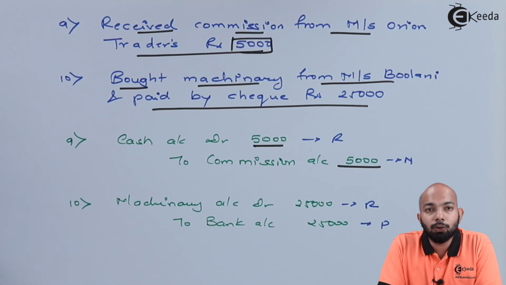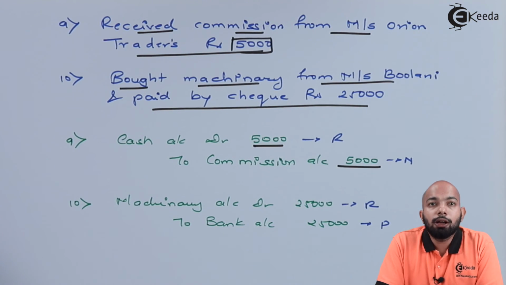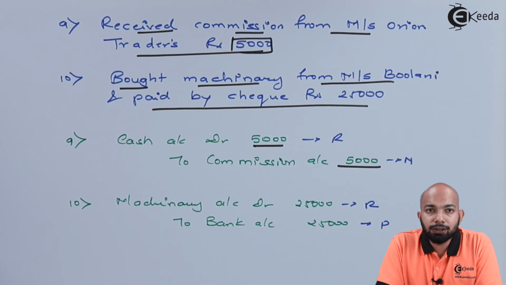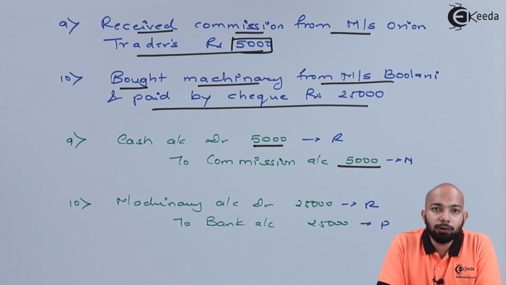Now, machinery account is something which falls under the category of assets and liabilities. Hence, assets and liabilities are a part of real account. So machinery account will be real account, and bank, that means something is going out. Debit what comes in, credit what goes out. Both are real accounts here. Hence, machinery account will be a part of real account as well as bank will be a part of real account.